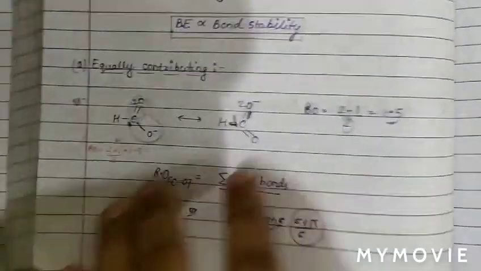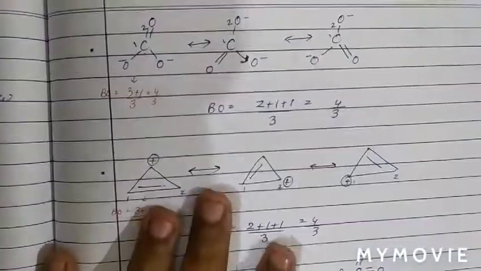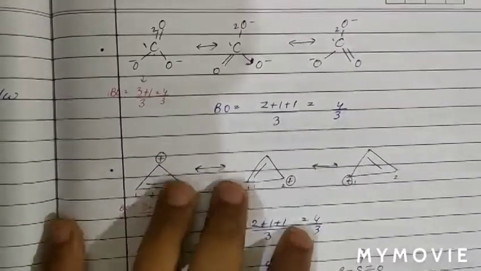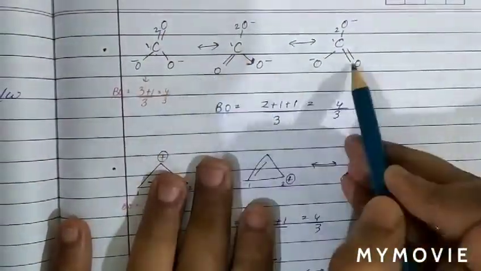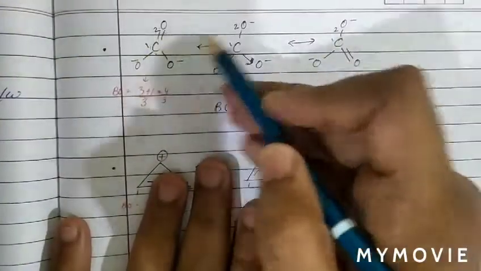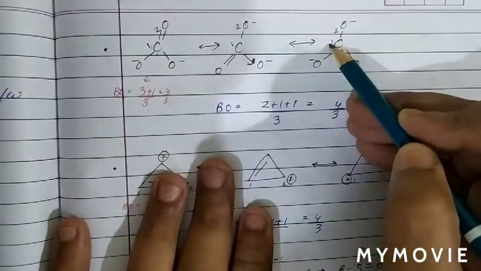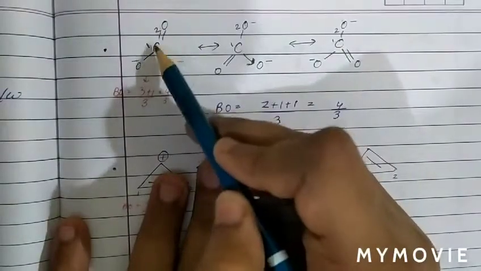Now see the next example for calculation of bond order. As we can see in this case, give numbering 1 and 2. So these 3 structures are the resonating structures. Give number 1, 2. This is also 1, 2, and this is also 1, 2. So how many bonds are there in between 1 and 2?